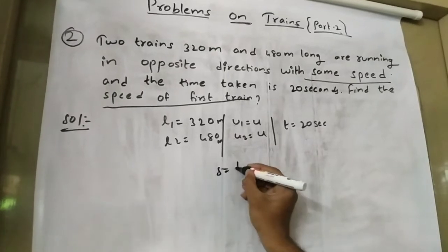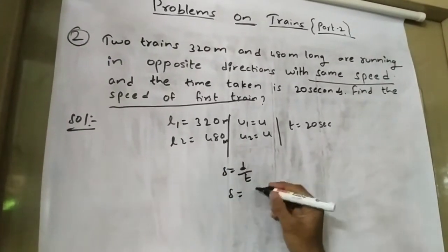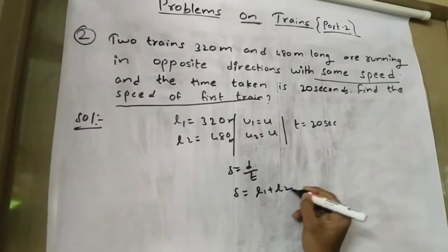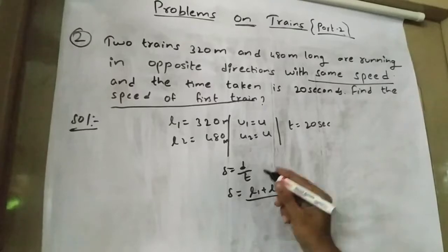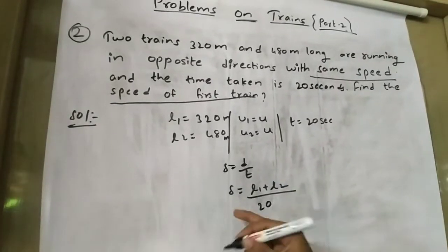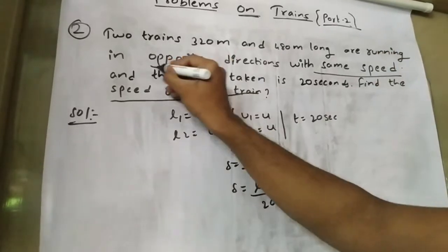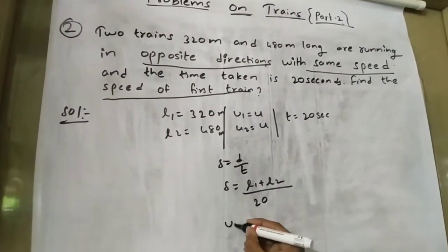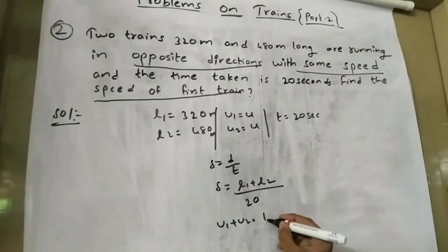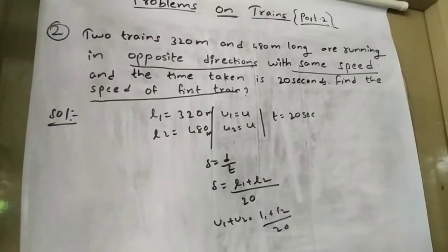So speed is equal to distance by time. The lengths will be summed up, L1 plus L2, as the distance covered, and the time is 20 seconds. As the trains are moving in opposite directions, we should add both speeds. U1 plus U2 is equal to (L1 plus L2) by 20. U1 is U and U2 is U.